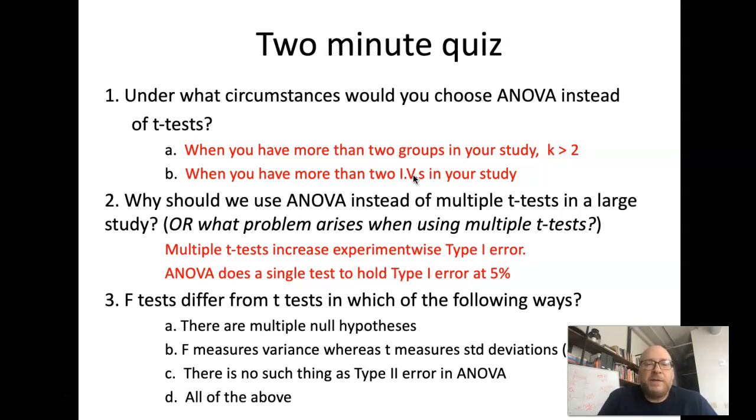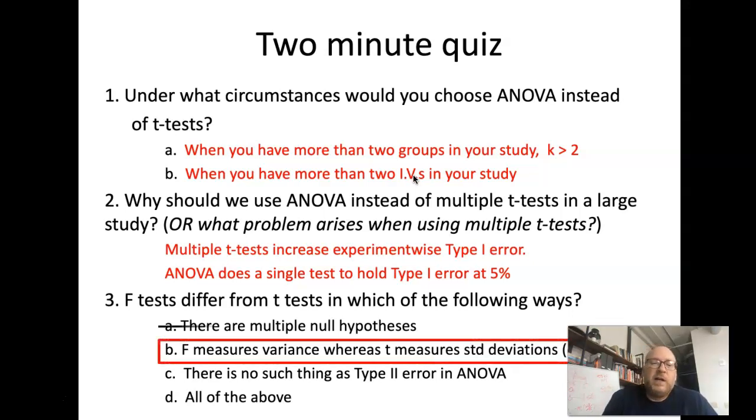Finally, how does the F-test, the ANOVA test, differ from a t-test? Well, only one of these is true. F measures variance, whereas t measures things in terms of standard deviations, specifically in terms of standard error. But other than that, the 4 steps and the logic are all the same. And so what we're really learning to do is think about a different data situation. Okay. So let's move on then.